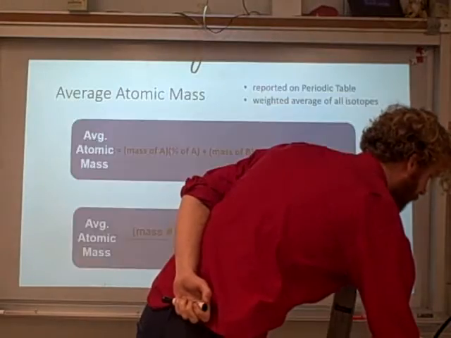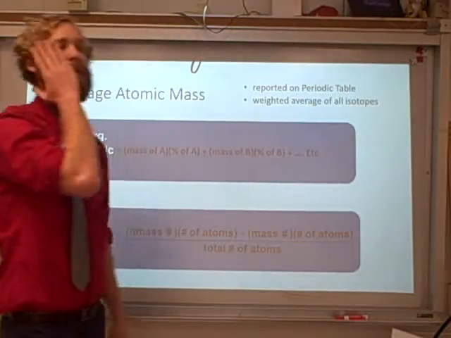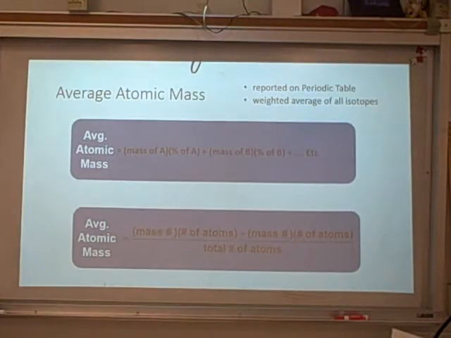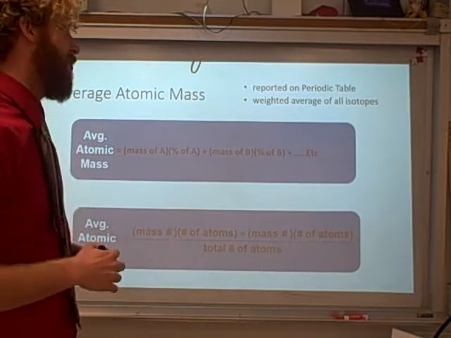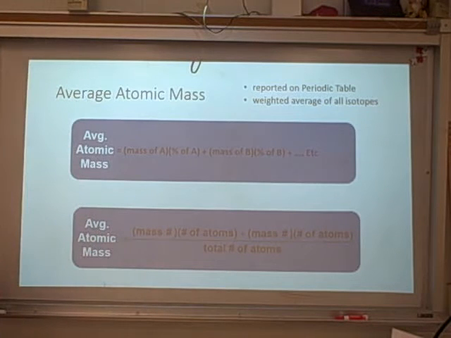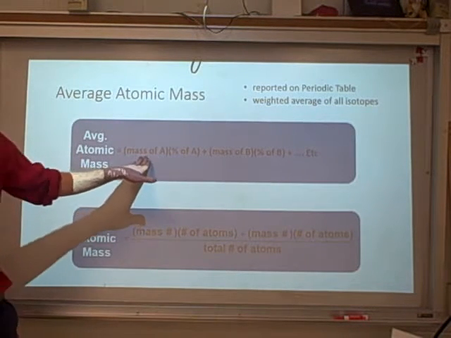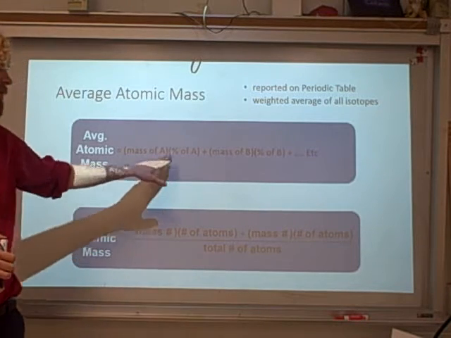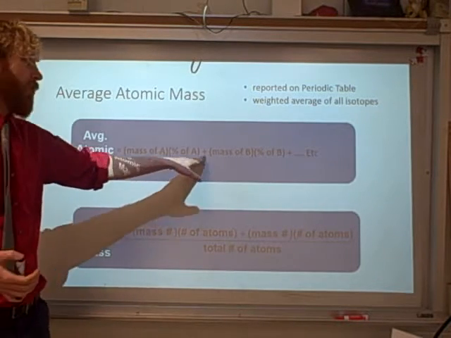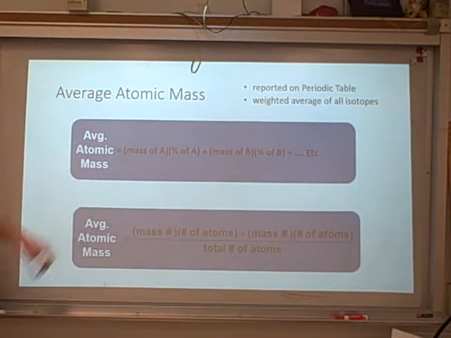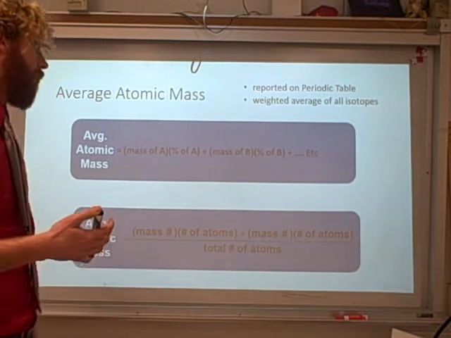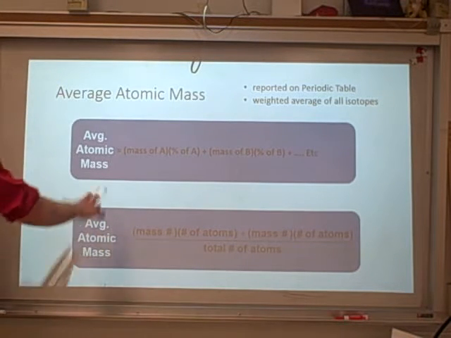So what average mass is, it's reported on the periodic table, and it is the weighted average of all the isotopes. Now hopefully you guys can see this. There's a few equations. The first equation that we're going to talk about is the mass of A times the percent of A plus the mass of B times the percent of B is equal to the average atomic mass. So if you are given percentage, you're going to use this top one.